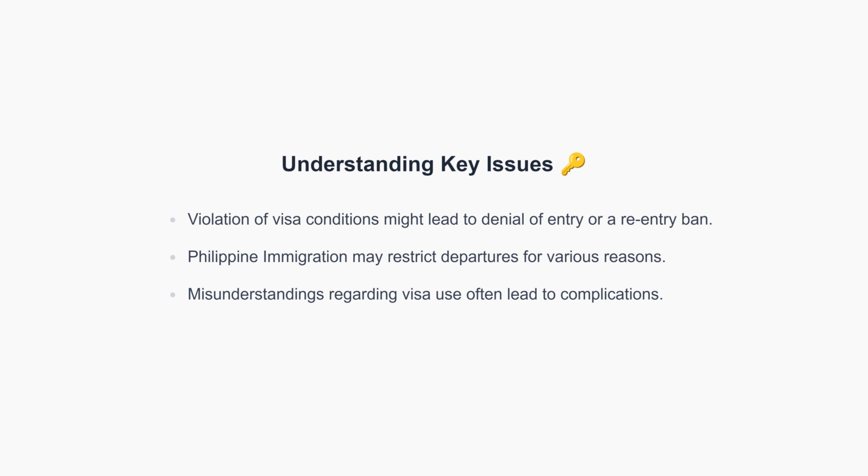Let's talk about the key issues. Violating visa conditions could potentially lead to very serious consequences, such as denial of entry or even being banned from re-entry to the U.S. Besides, Philippine immigration may have restrictions that could impact the ability to leave. These conditions often arise due to misunderstandings regarding the proper use of a visa, all of which combine to make an already challenging situation even more difficult.